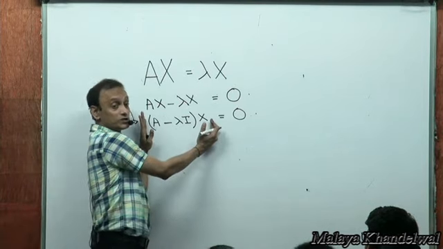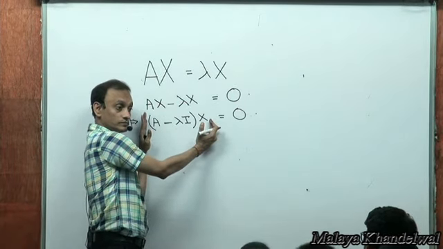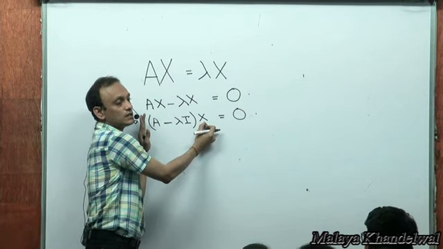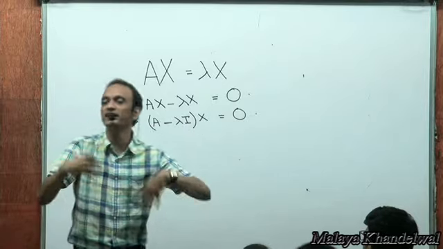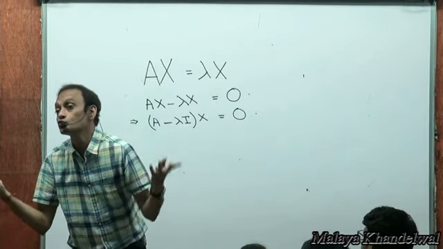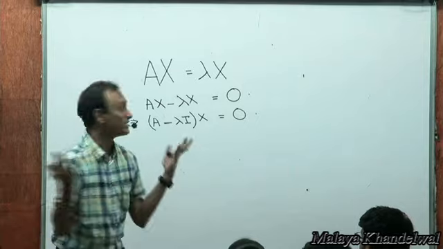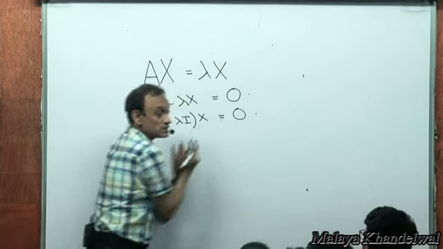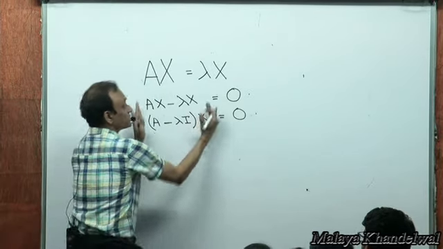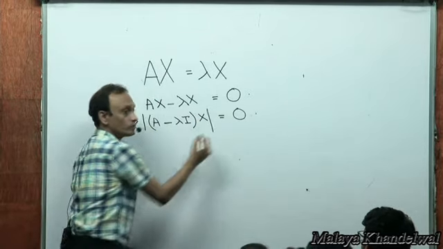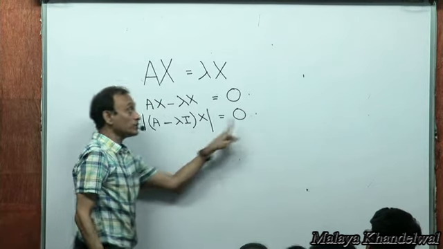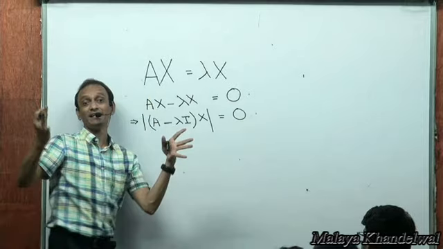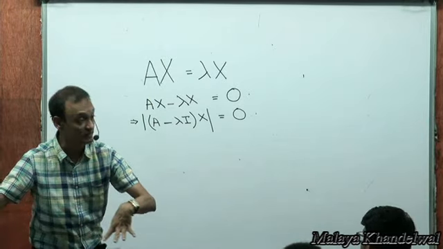That means the determinant of this will be 0. I'm assuming the determinant of X is not 0. In fact, the determinant of X may not even exist because X may not be a square matrix. If this is 0, that means it's a null matrix. Now, obviously, the determinant of this matrix must be 0. Earlier it was a 0 matrix, a null matrix. Now determinant means it's a value.